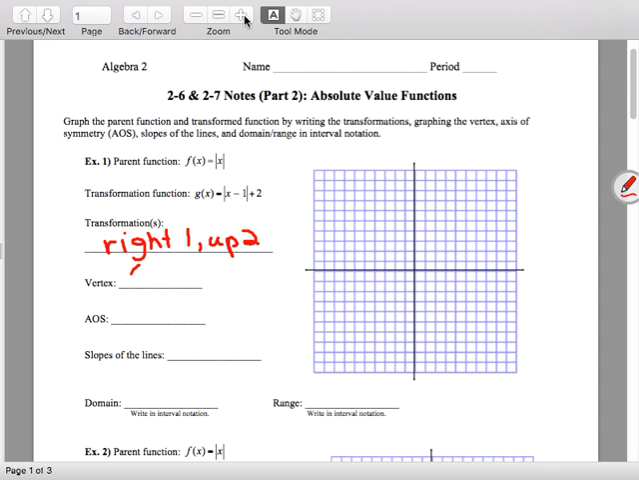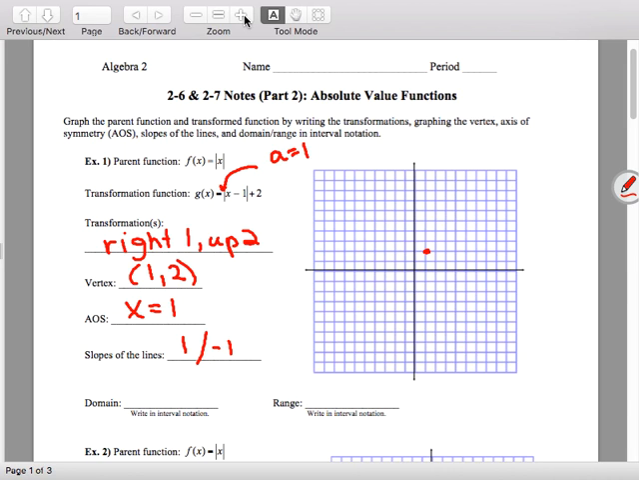So what that means is the vertex is 1, 2. The axis of symmetry is x equals 1. My slope will be 1 and negative 1. And the reason why it's 1 is the a value is 1. The a acts like the slope. So watch what we're going to do. We're going to plot the vertex 1, 2.